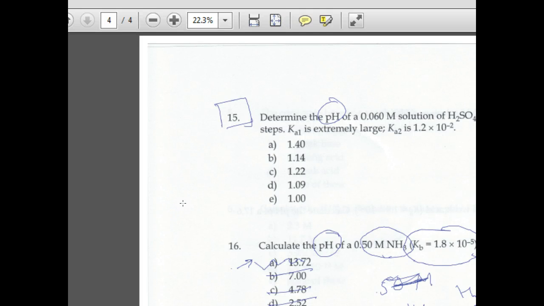Hi Noah, we didn't have time last time to get this one, number 15. This is 0.060 molar H2SO4. There are two H's there, so there are two Ka. The first Ka is for the first H, and then you get HSO4 minus after that H falls off. The second Ka is for the next H. So the HSO4 minus loses an H, and you get SO4 2 minus.